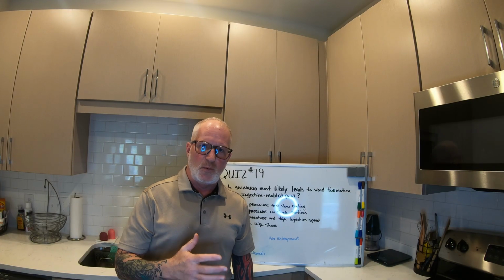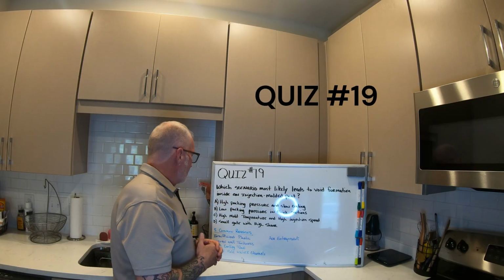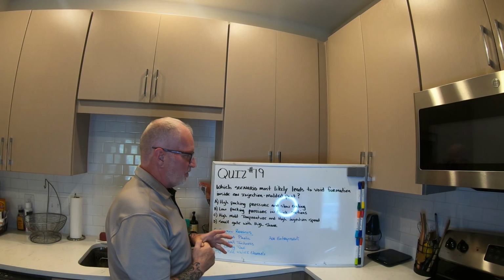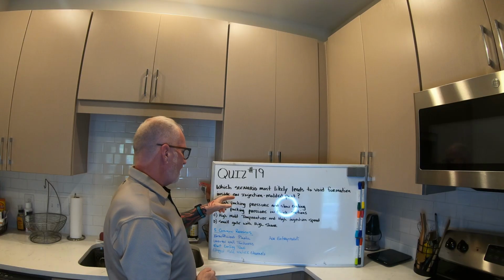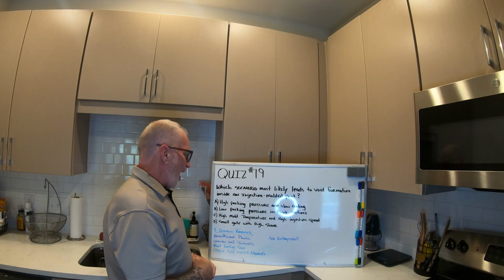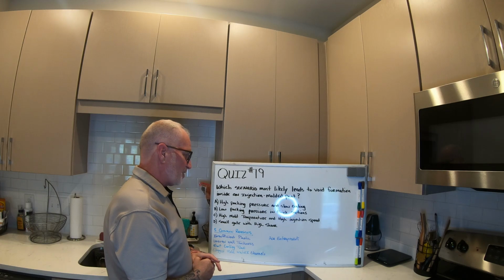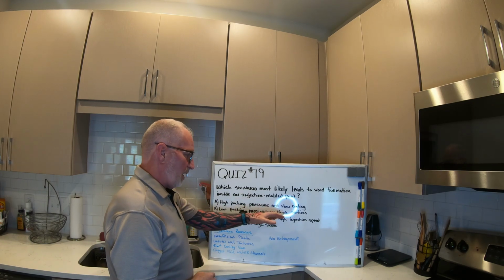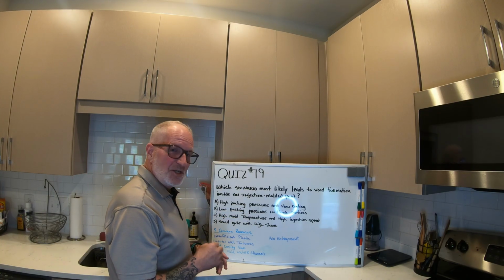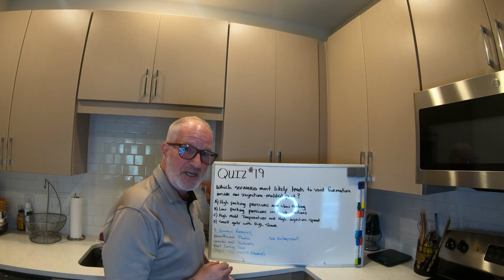So today's video, we are going to jump into quiz 19. Okay? So the question is, which scenario most likely leads to void formation inside an injection molded part? A, high packing pressure and slow cooling. B, low packing pressure in a thick section. C, high mold temperature and high injection speed. Or is it D, small gate with high shear?